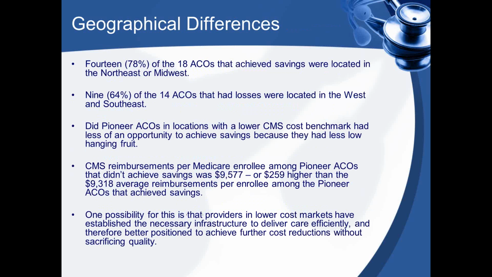Geographical differences, 14 or 78% of the ACOs that achieved savings were in the Northeast and Midwest. 9 of the 14 that had losses were in the West and Southeast. So the question is, did those ACOs with lower benchmarks have less of an opportunity? Well, actually, that didn't pan out, as it looks like the ones that didn't achieve savings actually got more per beneficiary, $259 more. So that theory doesn't hold. The possibility is that these providers in the lower cost market just established the necessary infrastructure to deliver the care efficiently. They were better organized, and they had better processes in place.